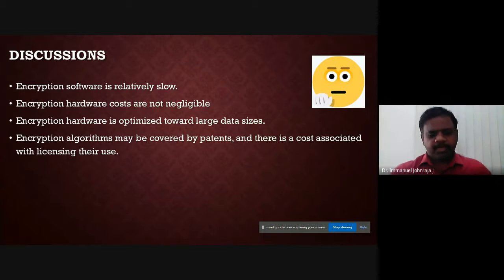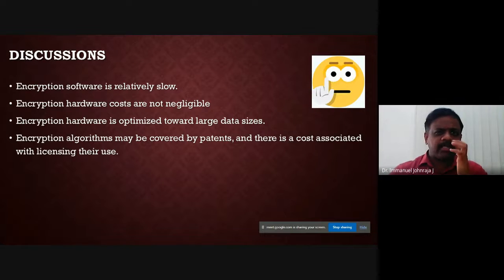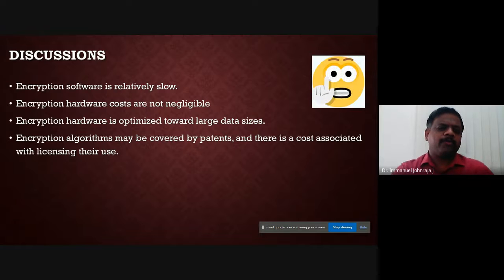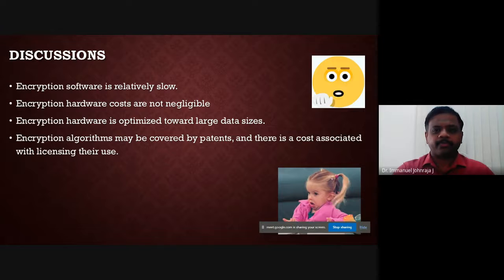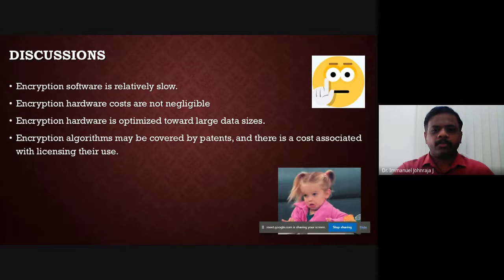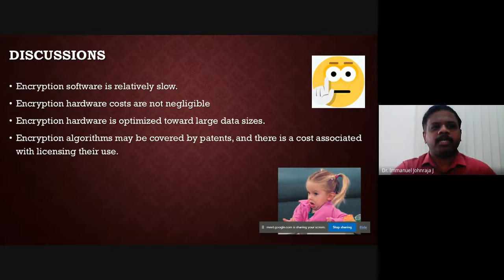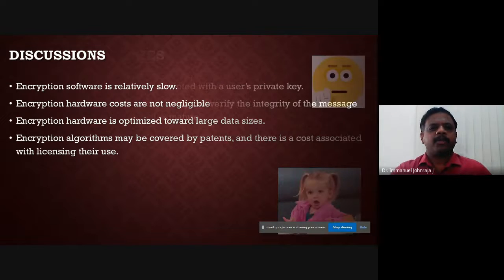But our discussion of message digest and message authentication code is not over here. We still have a few more things to talk about. Now we'll focus on the second one, I think it's the digital signature. Let's move on.